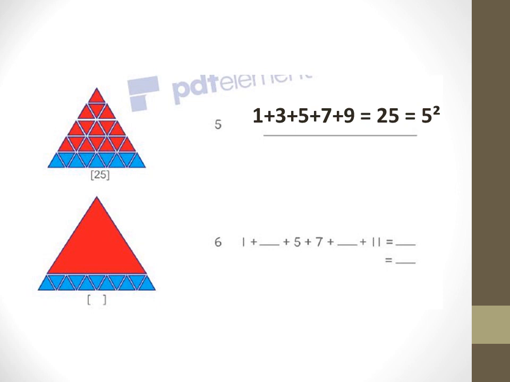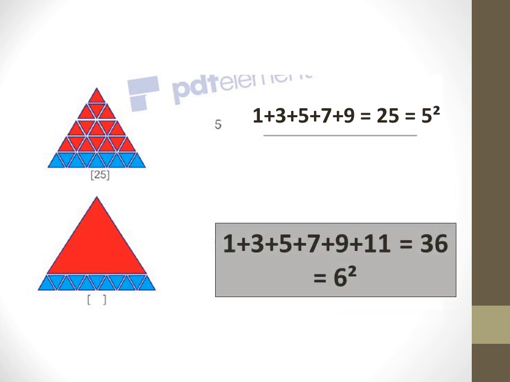So there were 5 rows, so the number of triangles will be 5 square, that is 25. Here the number of rows was 6, so the total number of triangles will be 6 square, that is 36.